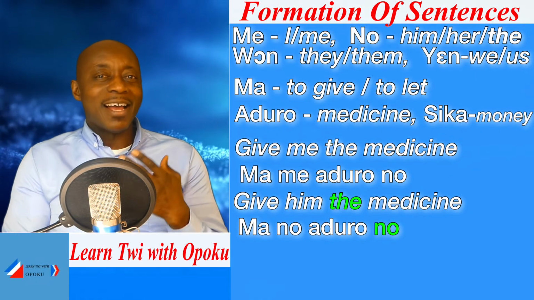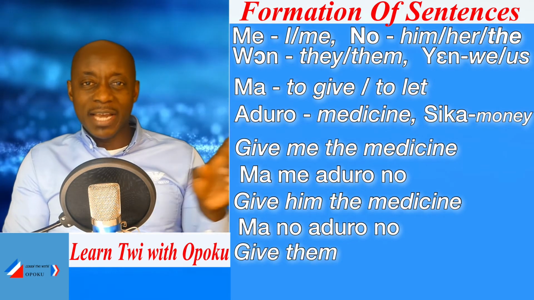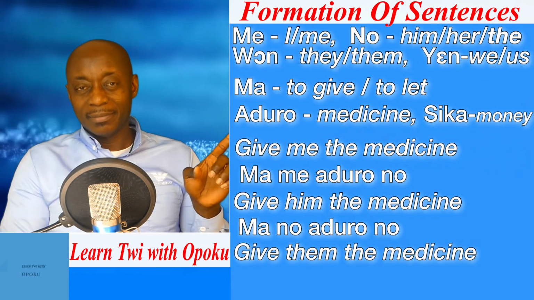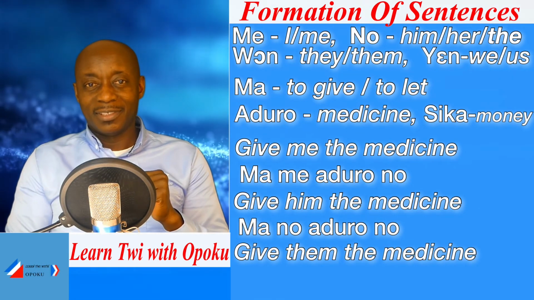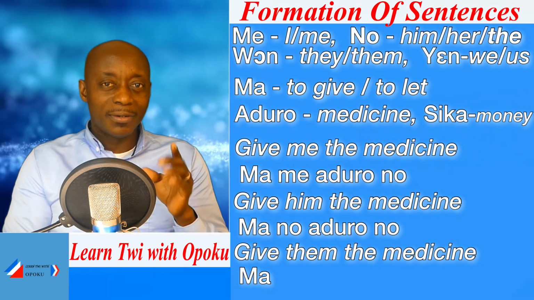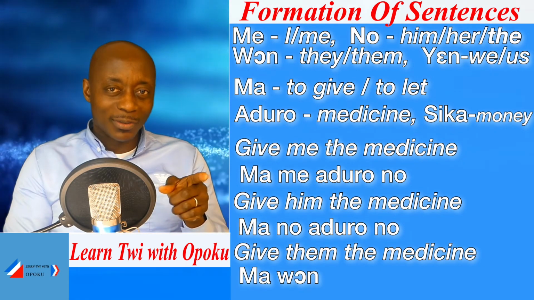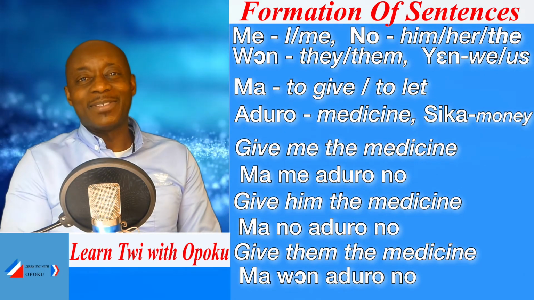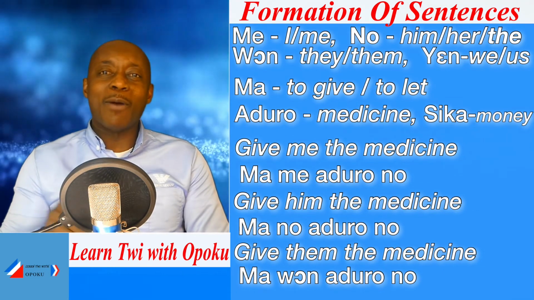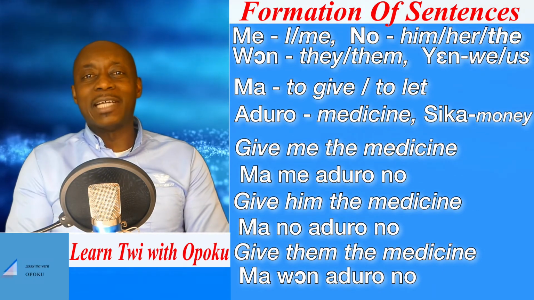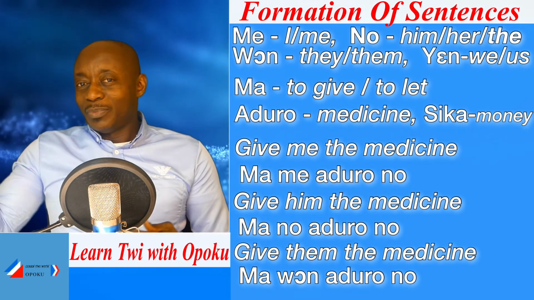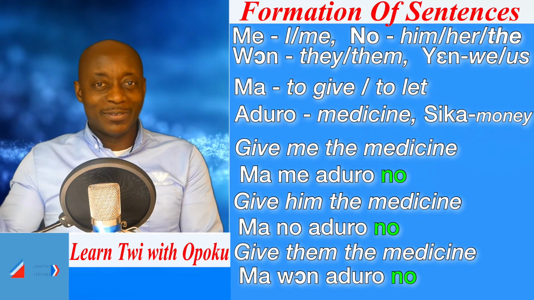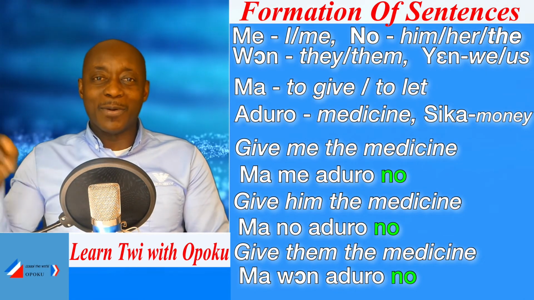Then, how would you say give them? Them is what? Won. Give them the medicine. Try it. You will say what? Ma won aduro no. Very good. Give them the medicine. Ma won aduro no. So you see, here we have introduced the definite article. No. Ma won aduro no.